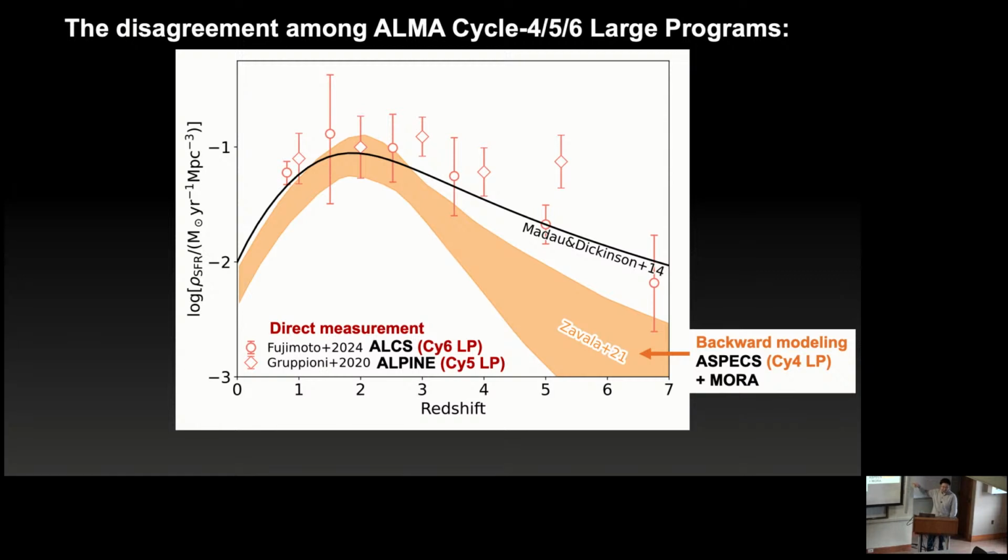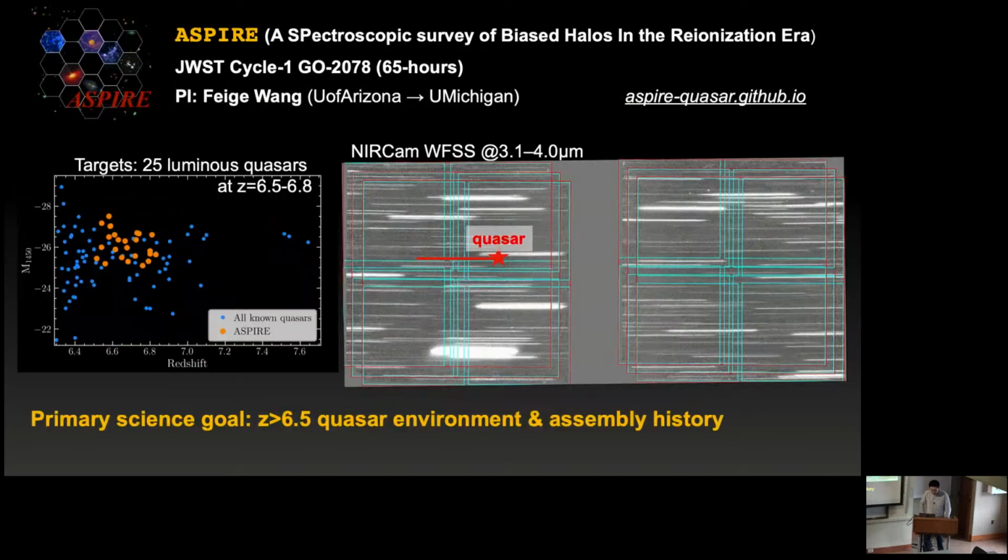So ALMA in each cycle spends at least 100 hours of time in this business to measure how much obscured cosmic star formation rate there is at around redshift 5. And over 3 years, there is a factor of 30 discrepancy in this regime. So I decided to look at this on my own, to try to make things more accurate.